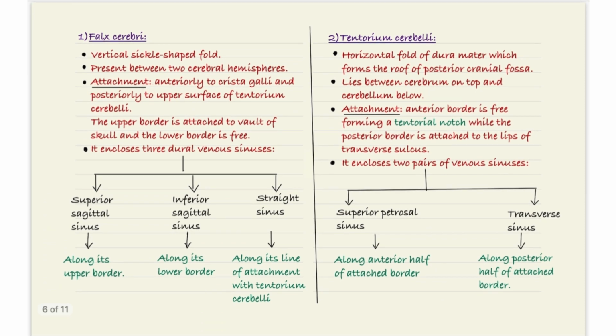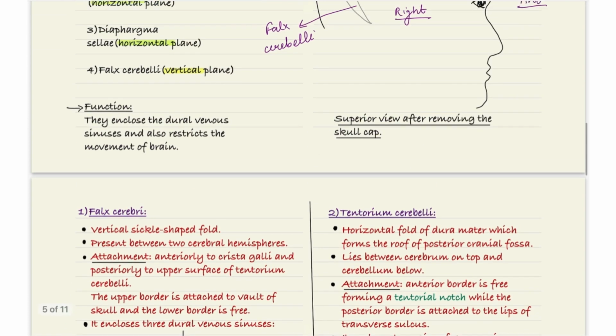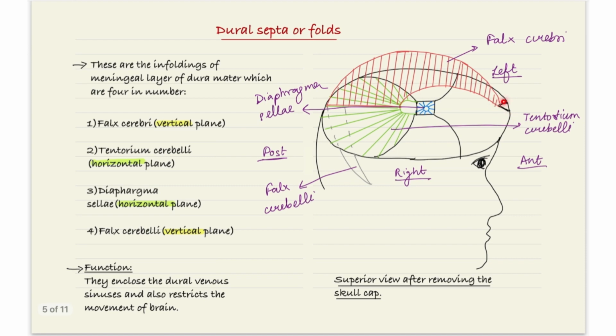Attachment: anteriorly to the crista galli and posteriorly to the upper surface of the tentorium cerebelli. So this is the crista galli. The anterior end of the falx cerebri is attached to the crista galli and posteriorly it is attached to the mid part of the tentorium cerebelli.